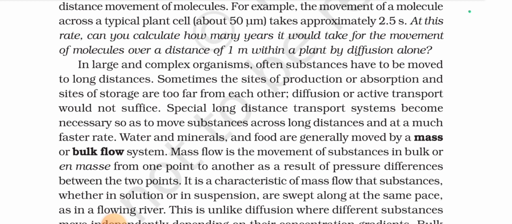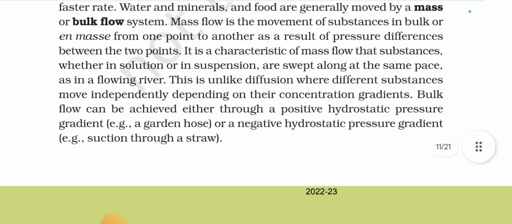Water and minerals and food are generally moved by a mass or bulk flow system. Mass flow is the movement of substances in bulk or in mass from one point to another as a result of pressure differences between the 2 points. It is characteristic of mass flow that substances, whether in solution or in suspension, are swept along at the same pace, as in a flowing river. This is unlike diffusion, where different substances move independently depending on their concentration gradient.